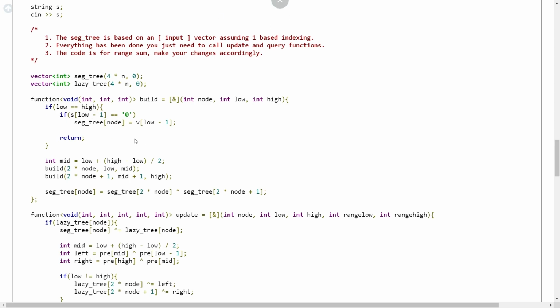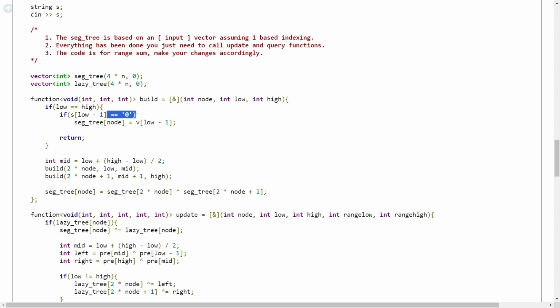So this segment tree is going to be 1-based, and you will see inside this build function, when low is equal to high, that means I have reached one position. What I am going to do is, if S of low minus 1, since string S is in 0-based indexing, I am using low minus 1 here, if it is equal to 0, then only I am going to update my segment tree value with V of low minus 1. Again, V is in 0-based indexing, that is why I have used low minus 1 here.